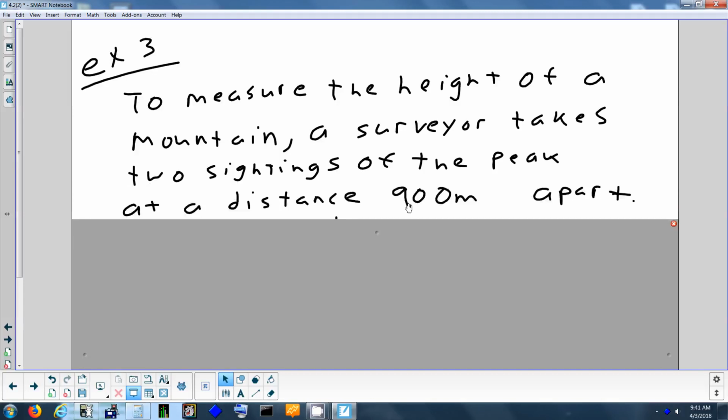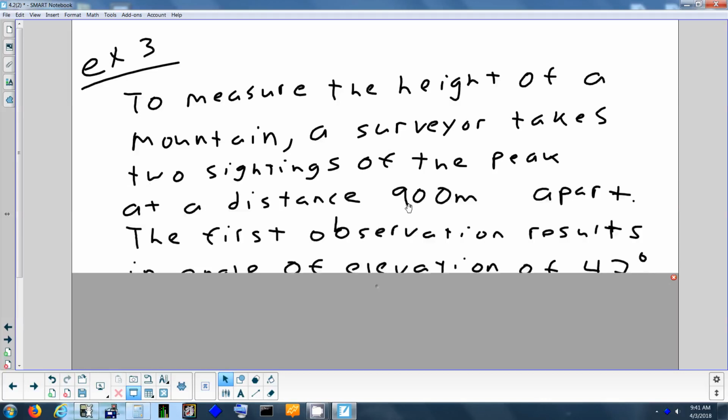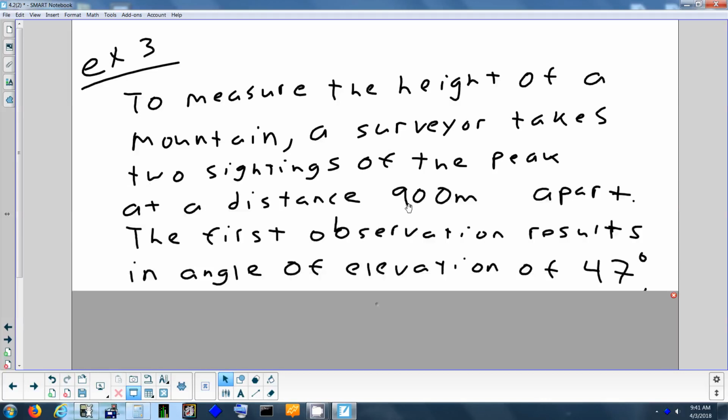We're going to do this twice from 900 meters apart. This 900 meters can be anything, as long as it's a distance that you know. If you're in a car, all you have to do is turn on the trip meter and back up 900 meters, or whatever distance, as long as you know the distance. So the first time we shoot a laser to the top of the mountain, we get an angle of 47 degrees.